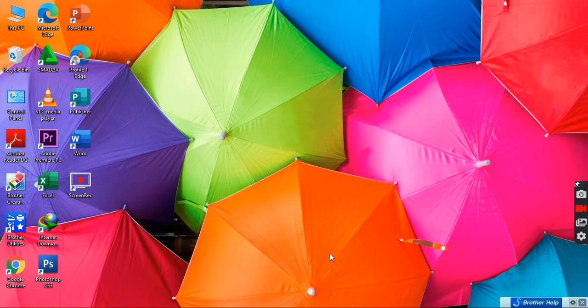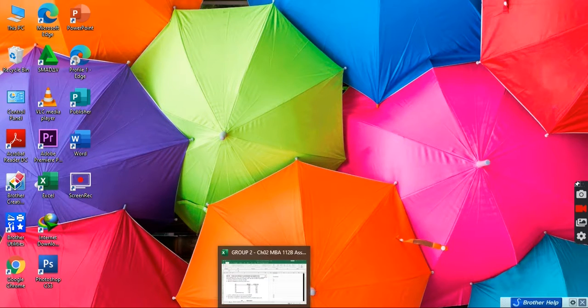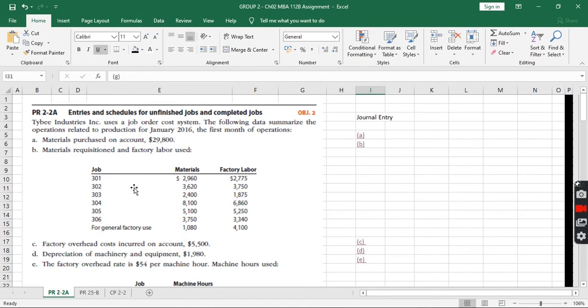Good day to everyone. This is the last part of our report for job order costing, which is answering the assigned problems to our group. The first assigned problem to us is PR2-2A. The tasks given for this problem is to do entries and schedules for unfinished jobs and completed jobs.